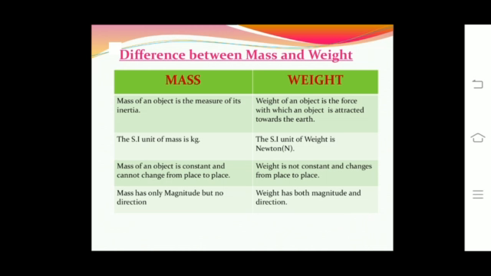Mass of an object is constant and cannot change from place to place, whereas weight is not constant and changes from place to place. Mass has only magnitude but no direction, whereas weight has both magnitude as well as direction.